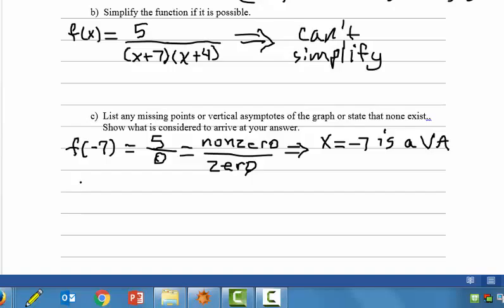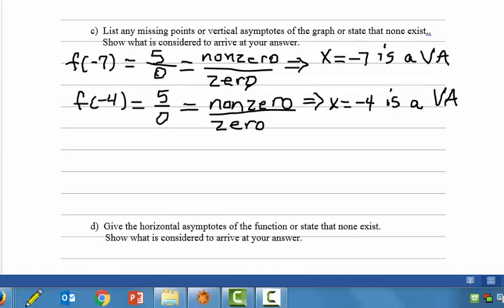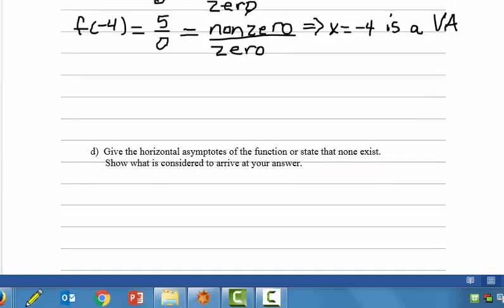Similarly, if I let x equal negative 4 in this case, I also get 5 over 0 since negative 4 makes the denominator 0 and 5 is always the value of the numerator. So I get non-zero over 0. So x equals negative 4 is a vertical asymptote. And then finally for this problem, I want to give the horizontal asymptotes.